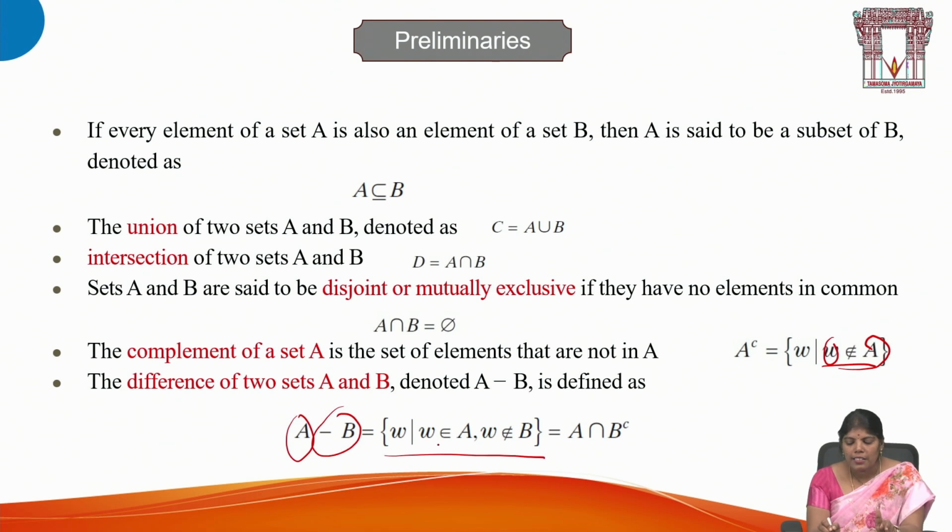Here, all elements W belong to A and are not elements of B. This is the representation of A minus B, or A intersection B complement.